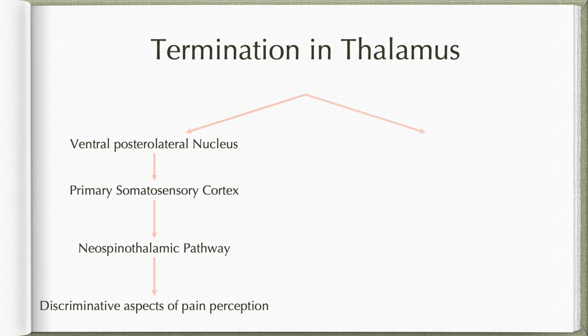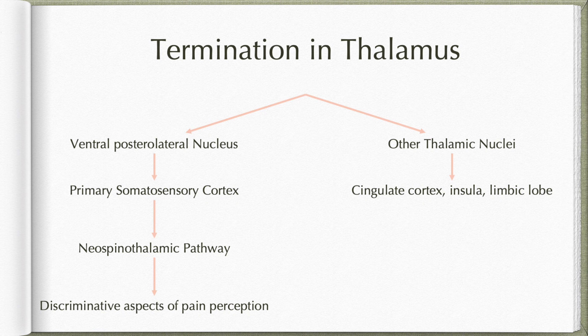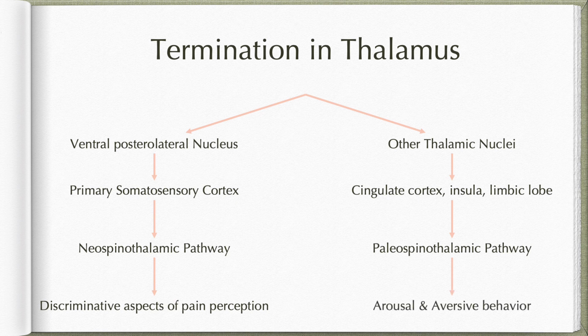Those fibers which project to other thalamic nuclei, like the intralaminar or medial thalamic nuclei, from there project to the cingulate cortex, insula or limbic lobe. They form the paleospinothalamic pathway, and they are concerned with the arousal and aversive behavior associated with pain.